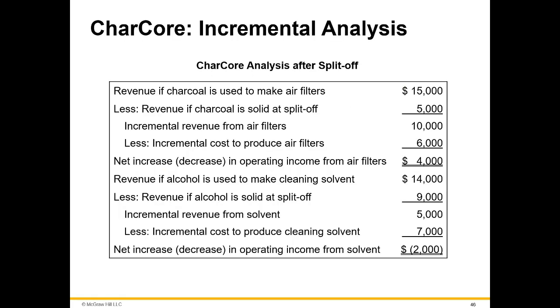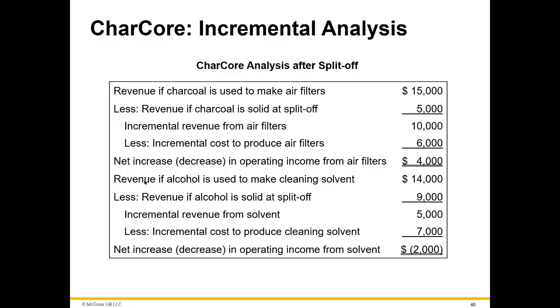So let's look at these. All right, first of all, notice here's the charcoal portion. Here is the alcohol portion. The revenue if charcoal is used to make air filters is $15,000, but the revenue if charcoal is sold at the split-off point is $5,000. So incremental revenue is $10,000. It costs us $6,000 to produce. Okay, so the net increase in operating income is $4,000.